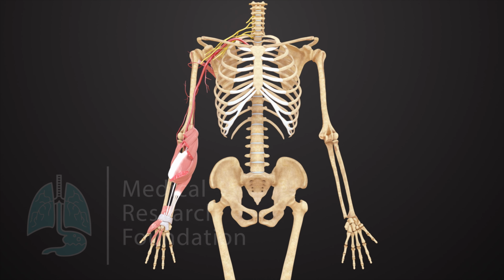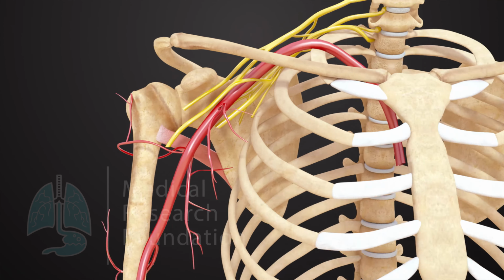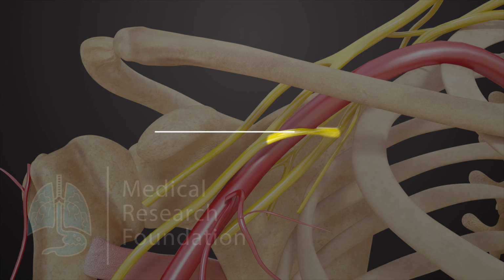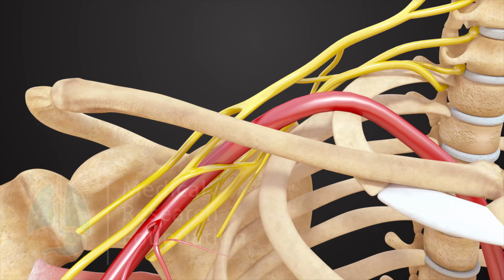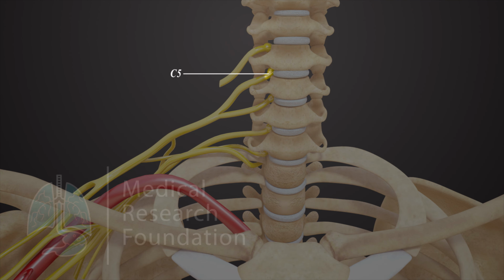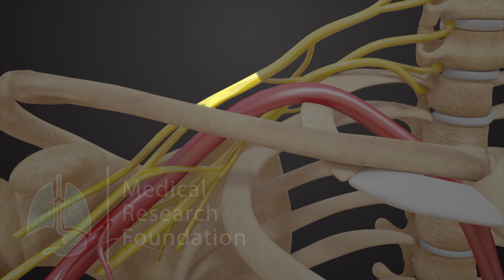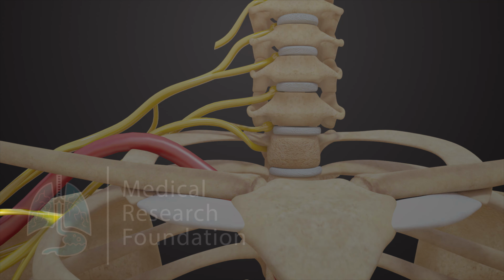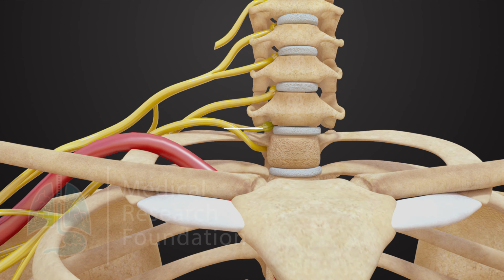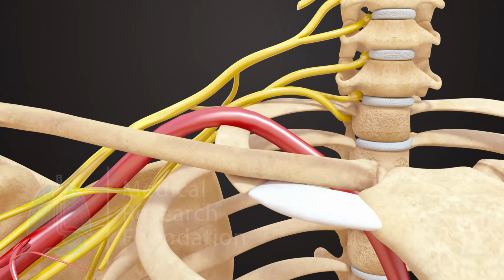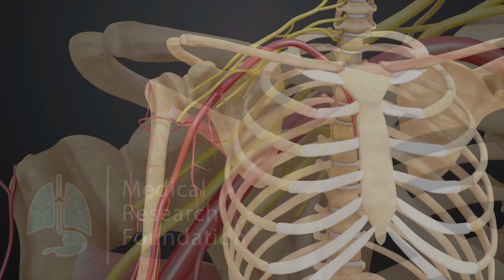The median nerve arises from the brachial plexus in the axilla by two roots, lateral and medial. The lateral root, with the root value of C5, C6, and C7, arises from the lateral cord of the brachial plexus, and the medial root, with root value of C8 and T1, arises from the medial cord of the brachial plexus.